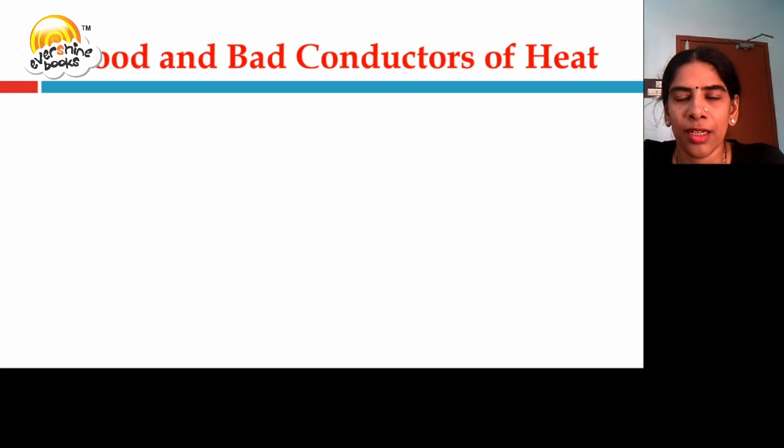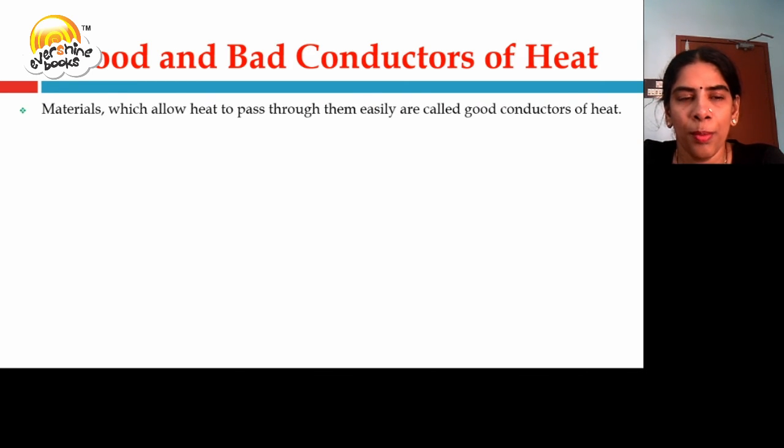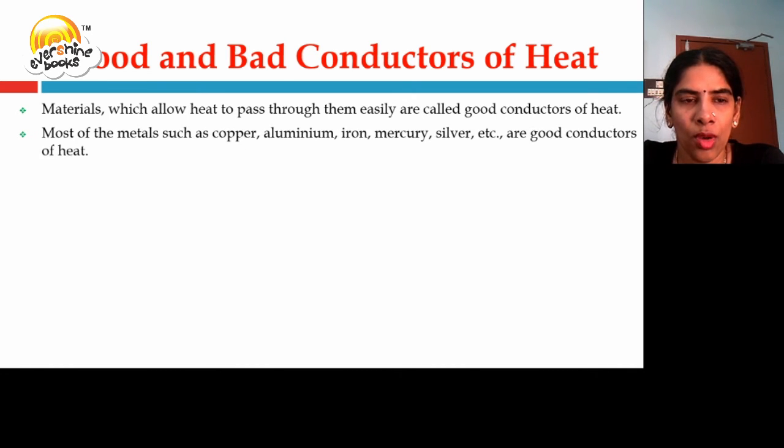What are good and bad conductors of heat? Materials which allow heat to pass through them easily are called good conductors of heat. Most of the metals such as copper, aluminium, iron, mercury, and silver are good conductors of heat. Hence, we use cooking utensils made of metals and alloys.